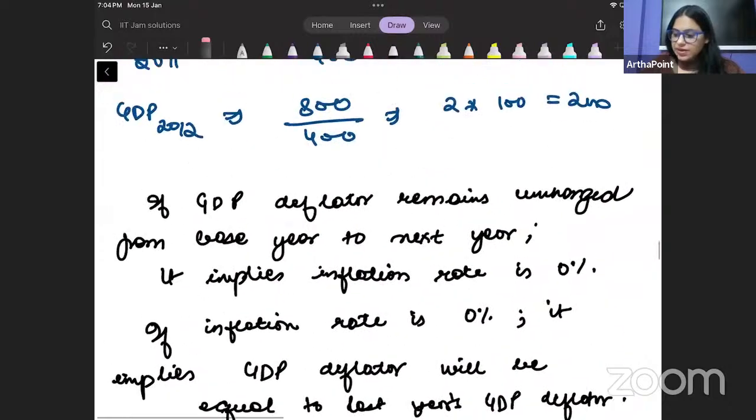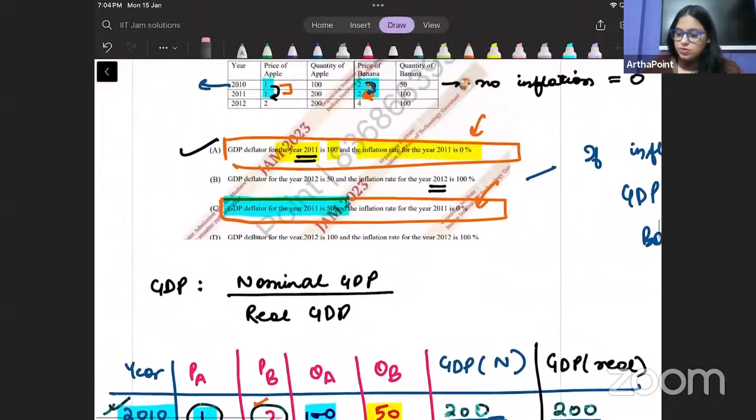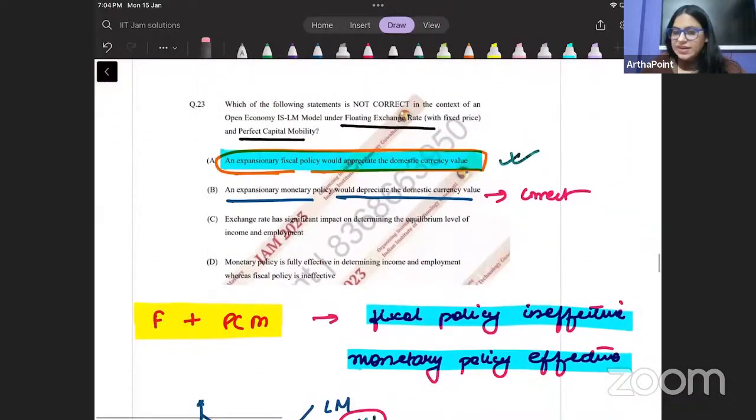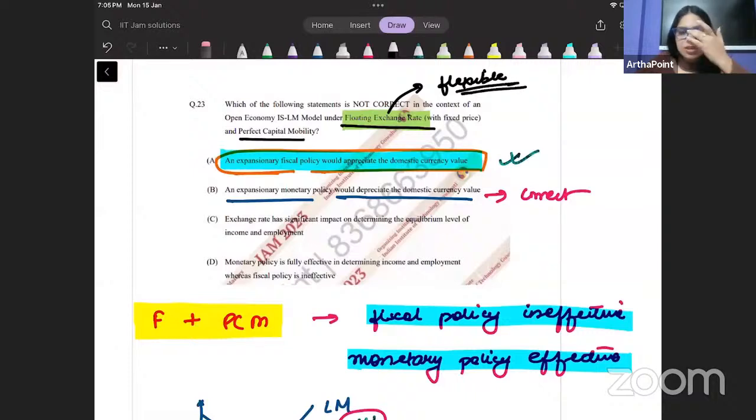In question number 22, A is the correct option. Yes, beta, A is correct. In question number 23, beta, it says now floating exchange rate. Dekho, floating exchange rate. So floating means flexible. So it is a floating, flexible exchange rate, not fixed. So statement A is correct. Statement B is correct. Now let us go to statement number C.